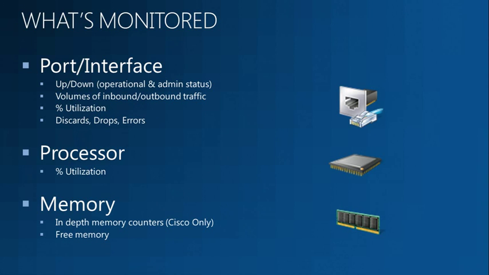Across the board for the devices that we support memory monitoring for, we can give you the amount of free memory on the device. For some devices, particularly some Cisco devices, we can provide you some more in-depth memory counters, things such as buffer allocation failures or excessive memory fragmentation that exists on the network device as well.